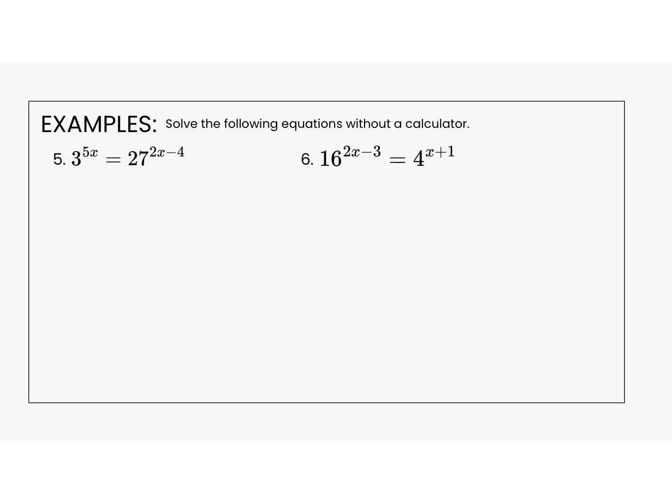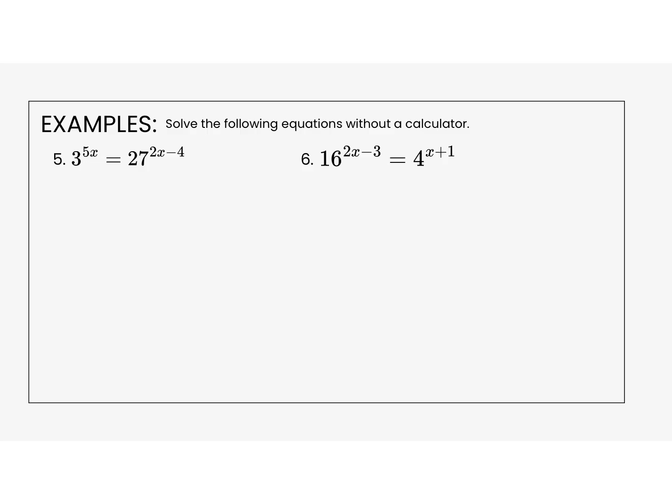Okay, 5 through 8 get a little bit more complicated, but they're still manageable, right? We just see exponents on both sides now, as opposed to before there was just an exponent on the other. So we're going to still do the same thing. We're going to rewrite these to come up with common bases.